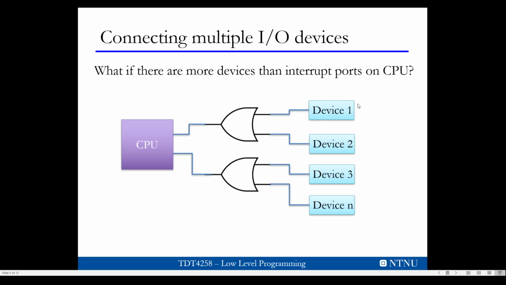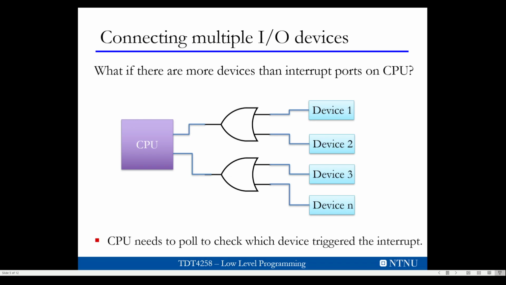We can combine multiple devices and connect them to one port at the CPU through an OR gate. However, what the CPU needs to do in this case is, since many devices are connected to one port, if there is an interrupt signal here, it needs to poll each of the devices to know which one is ready for the data transfer or which one raised the interrupt at that particular point.